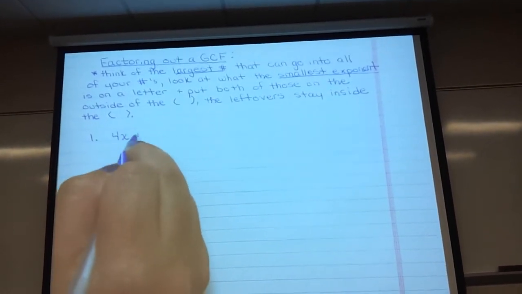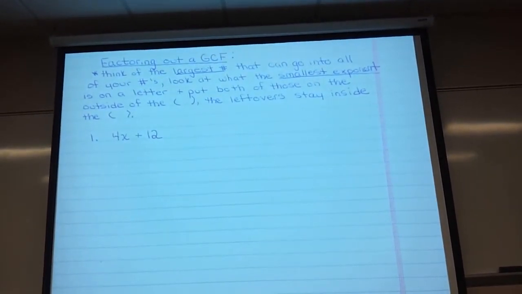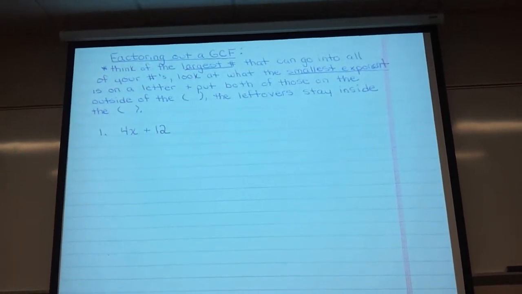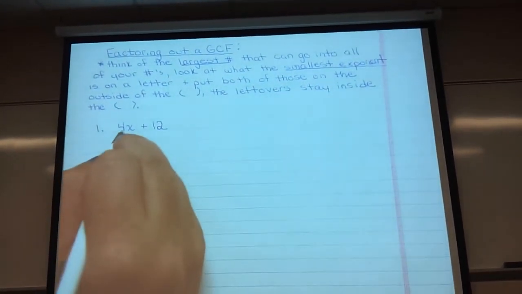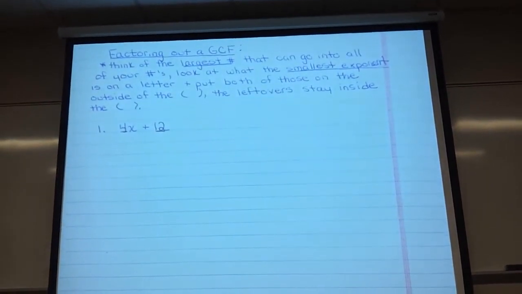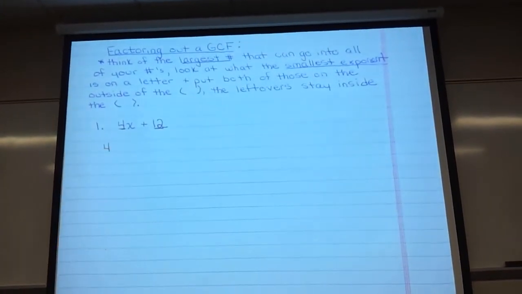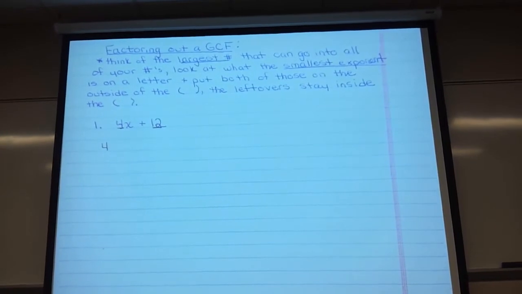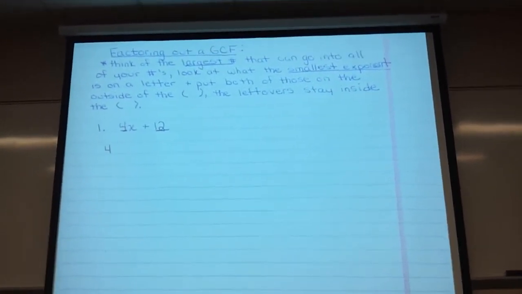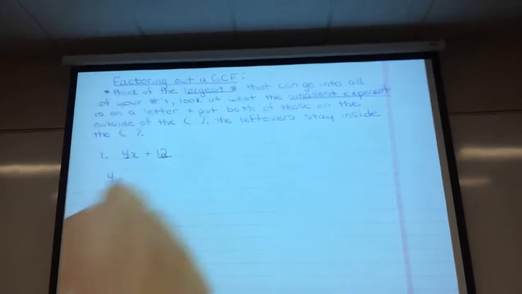4x plus 12. Let's say that's our first problem. Now when we're trying to think of our GCF, first look at your numbers. You have a 4 and a 12. What is the largest number that can go into both of them? 4. So I'm going to write down a 4. Do they share a common letter? Do they both have an X with them? No. So the only thing you have in common is that 4. This is the GCF, so it goes on the outside of the parentheses.